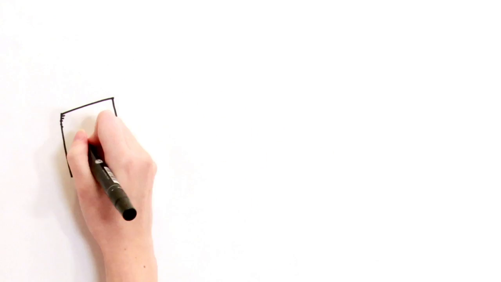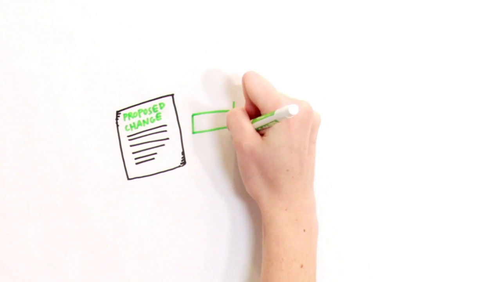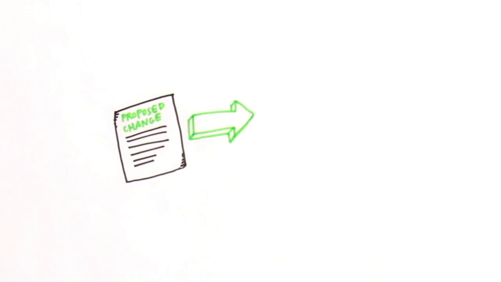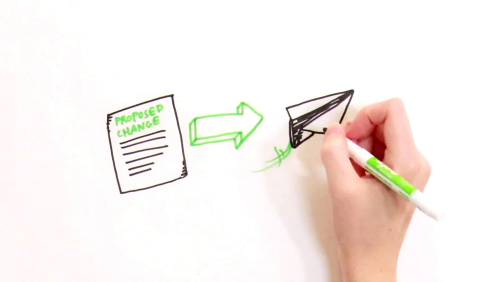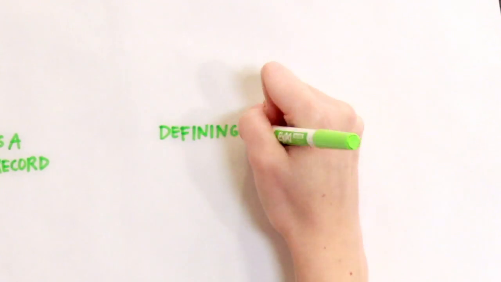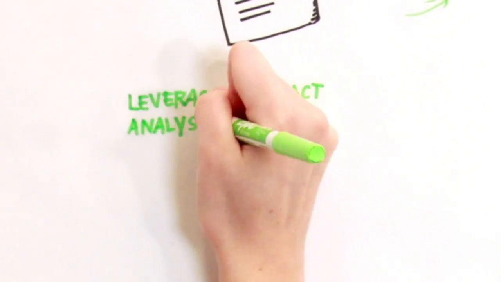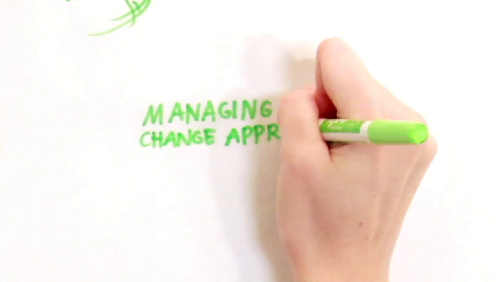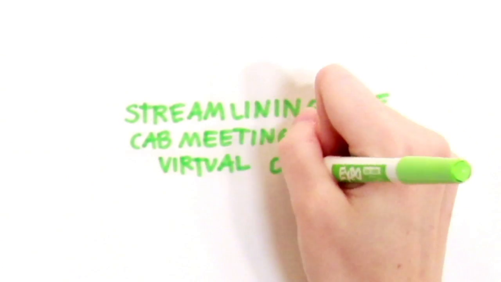In this video, we will cover the how-tos around IT Involved's change management solution, Change Lifecycle Management. The IT Involved solution addresses a number of common obstacles in the change management process. In this video, we will cover creating a change record, defining change items, leveraging impact analysis to assess risk, managing the change approval process, and streamlining the CAB meeting with virtual CAB.